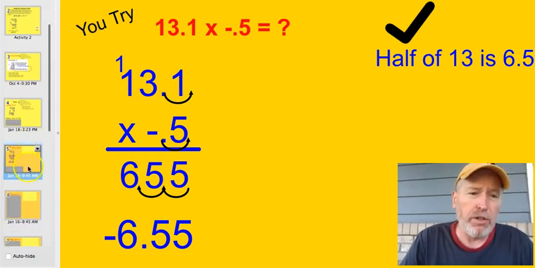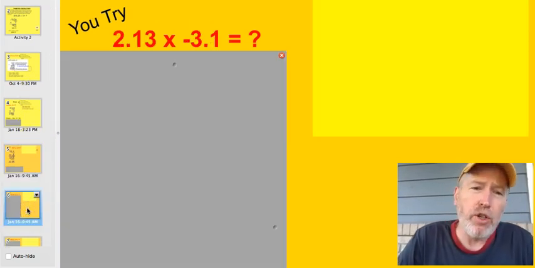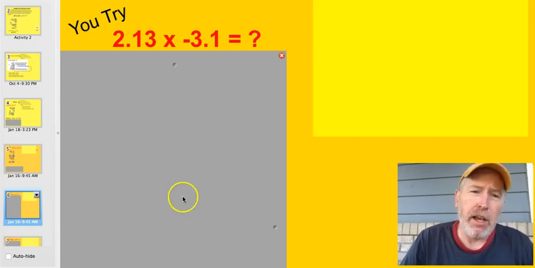So my answer looks correct. Good job. All right, here's your next one. Give this one a try. 2.13 times negative 3.1. Go ahead and pause. All righty, let's see how you did this.